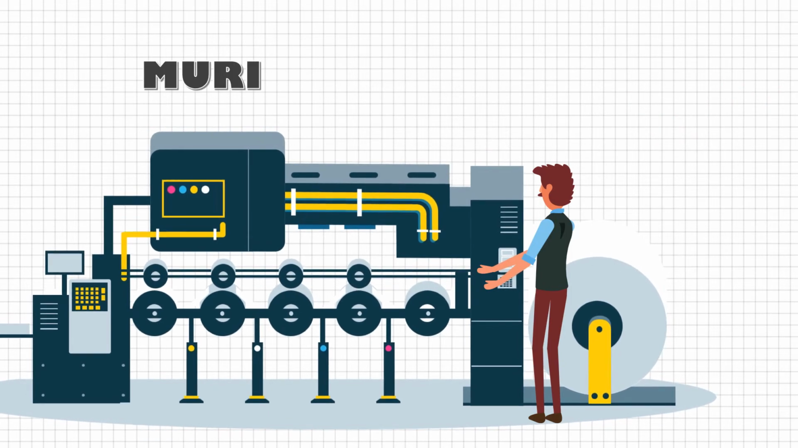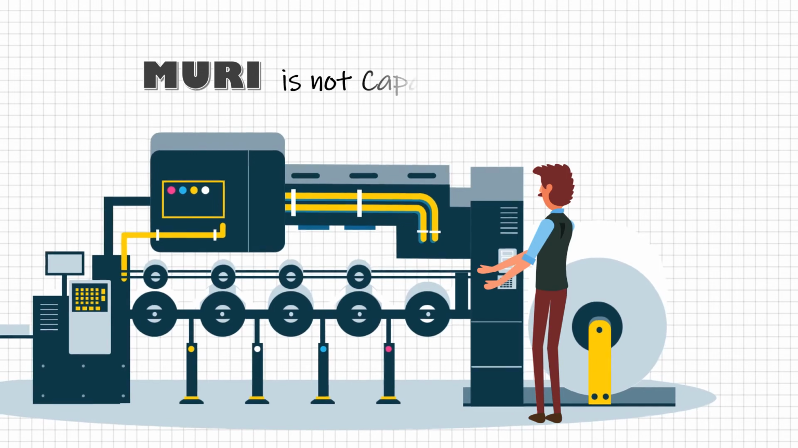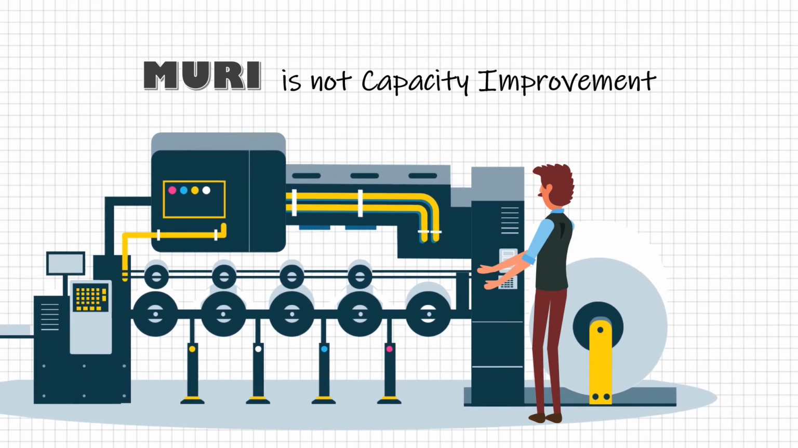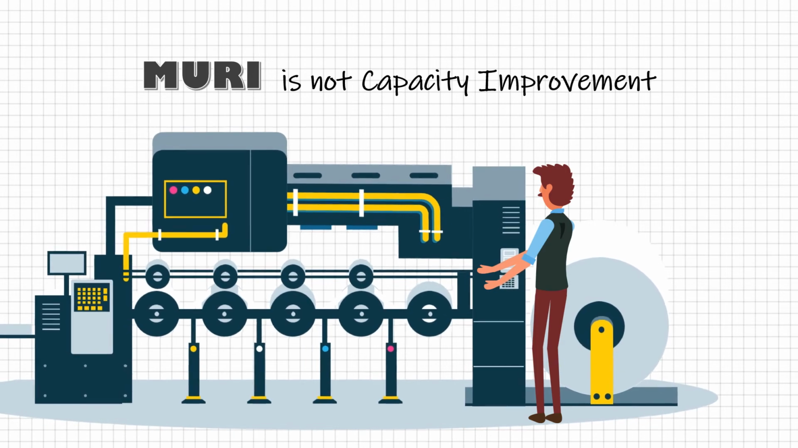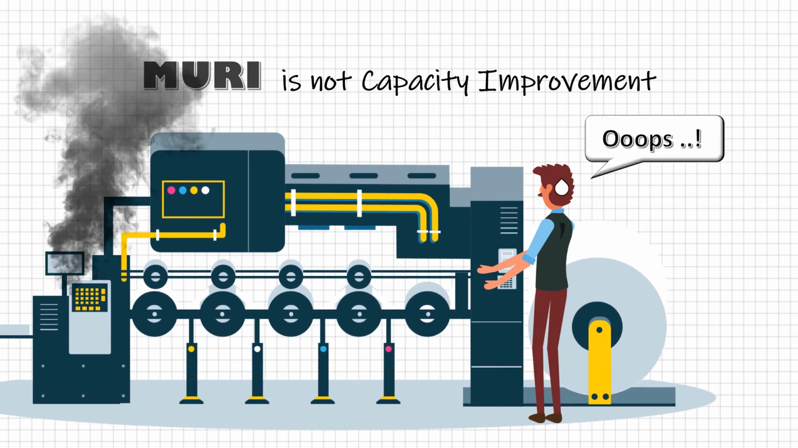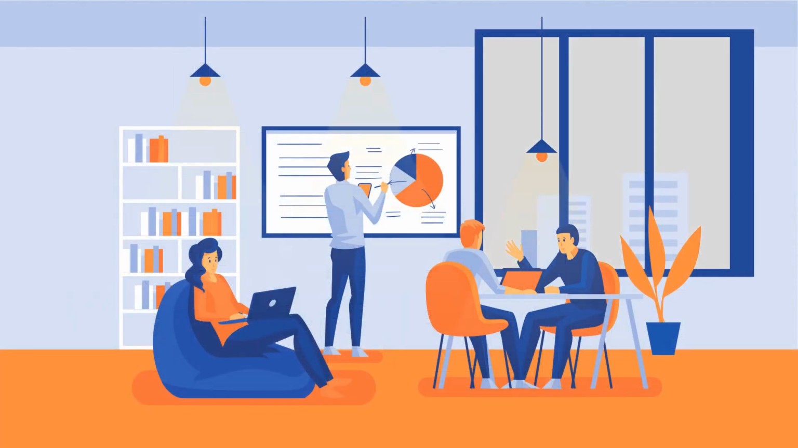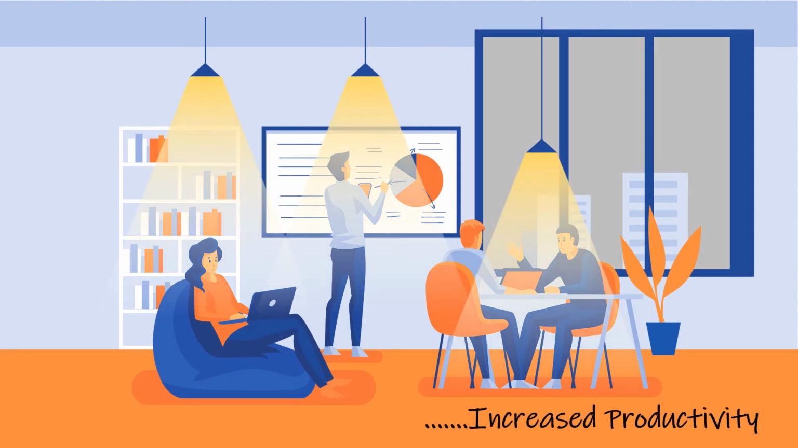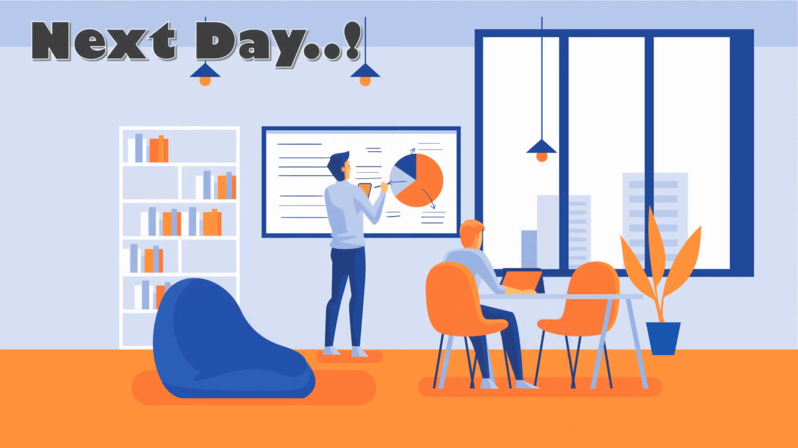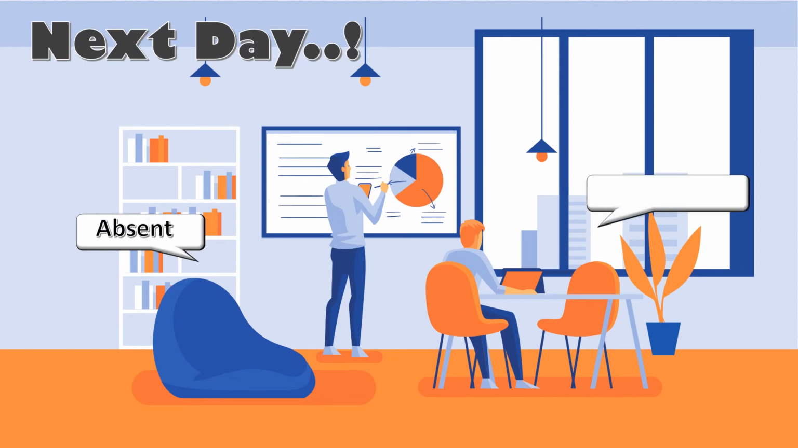Muri is dangerous. Do not confuse overburden with capacity improvement. Muri, if continued over a period of time, will result in system breakdown. Working extra hours may get you increased production in a short run, but if continued will result into absenteeism, illness, or frequent machine breakdowns or increased quality defects.